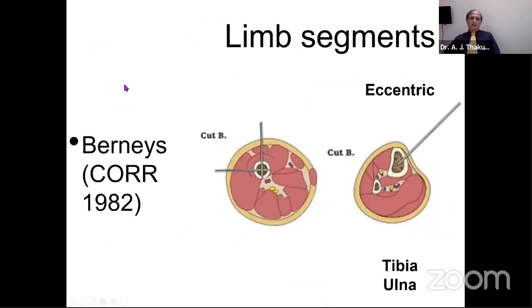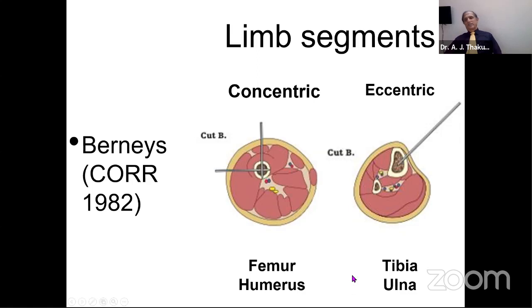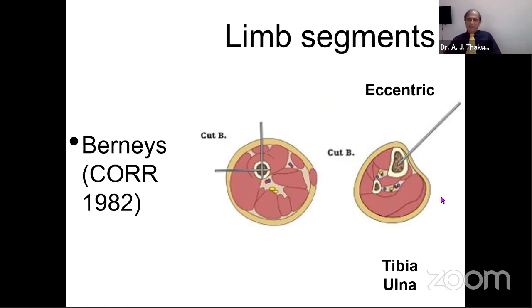Limbs, in 82, they classified the limbs as eccentric and concentric. It depends on whether the muscle mass is on one side or it is surrounding the bone as such. The classical examples are tibia and ulna, and you can see the subcutaneous surface is very easy. It is very easily approachable, so one can easily pass the screws and then make it like this.